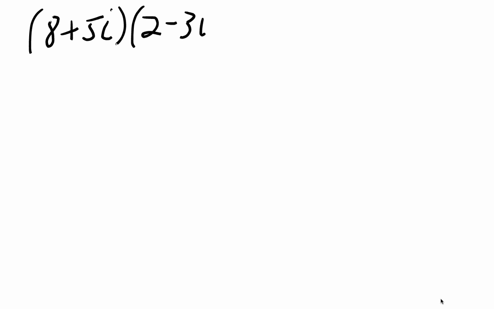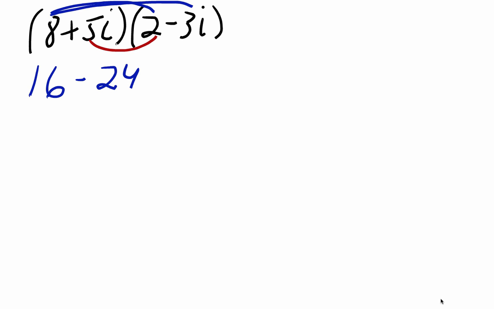Alright, now the next thing is going to be multiplication. So we have 8 plus 5i times 2 minus 3i. So we're going to apply the FOIL method. So we have to multiply everything in the first factor times everything in the second. So 8 times 2 would be 16, and 8 times negative 3i would be negative 24i. Then we multiply this second term times the first.